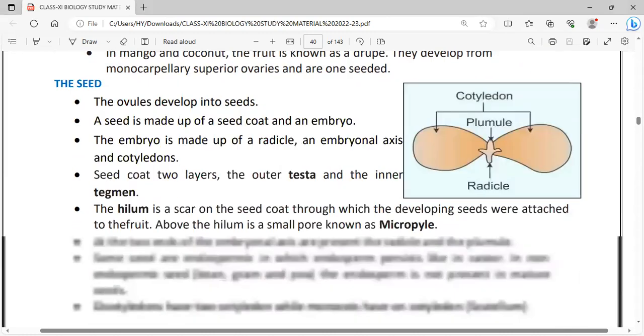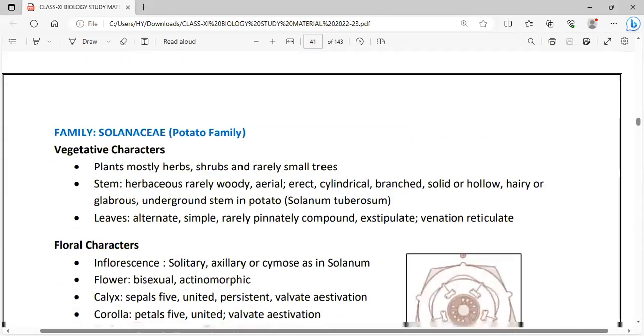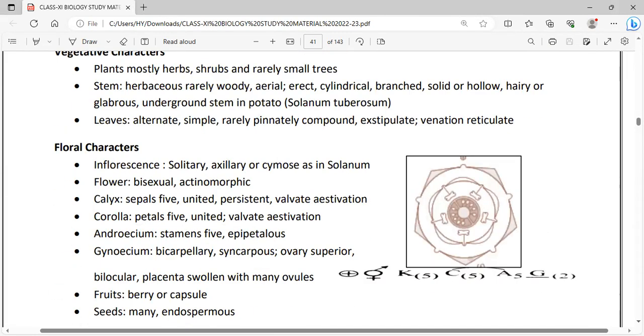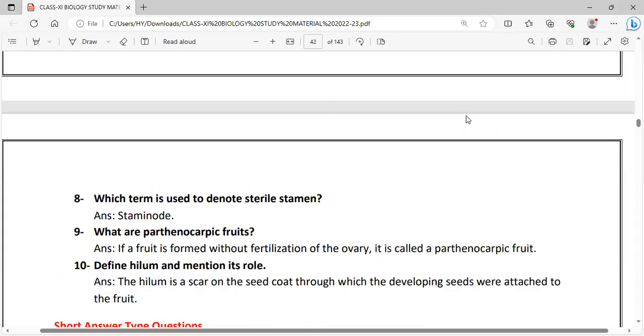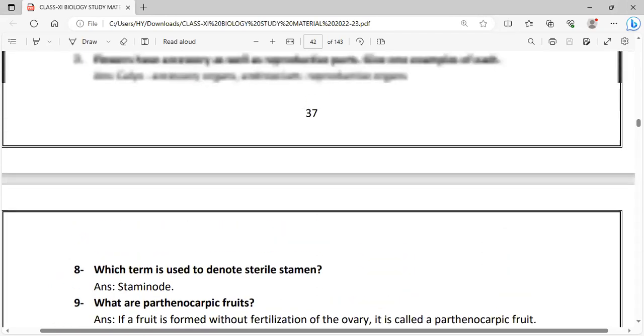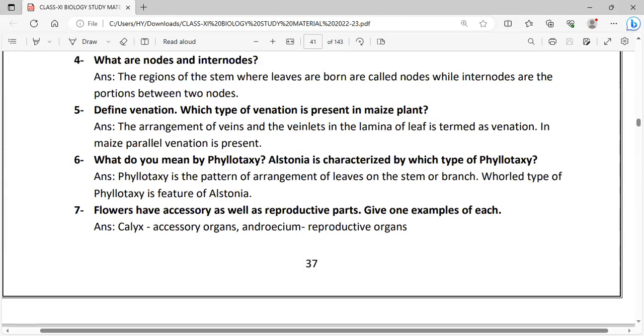Now, Solanaceae is very important. Only one family is given. Vegetative characters are given. Floral characters and floral formula is given. So I want you to have a screenshot of this. This is also important, economic importance, and there are questions and answers which are also given here. You can see such type of question, you can practice it.